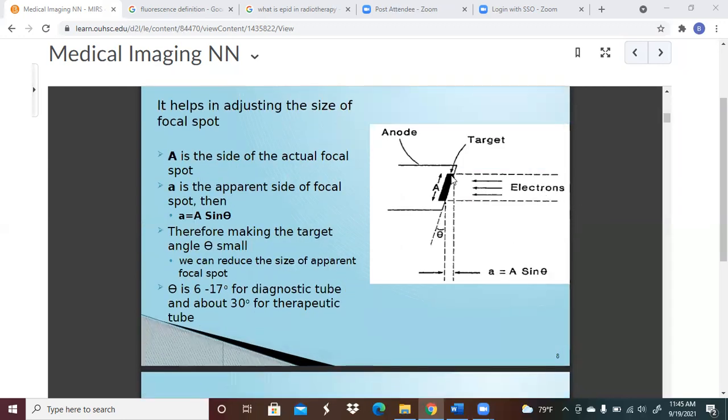You've got your electrons coming in here, they're striking the target, and then you're seeing the rays being pointed out this way. It is angled here a little bit so that, I mean, if it were flat, you wouldn't be of much use because you're not able to get any useful rays out of that. You can see here that this size trigonometrically is A times the sine of the angle that is made. For diagnostic tubes, the angle here is about 6 to 17 degrees. And for a therapeutic, it's about 30 degrees.